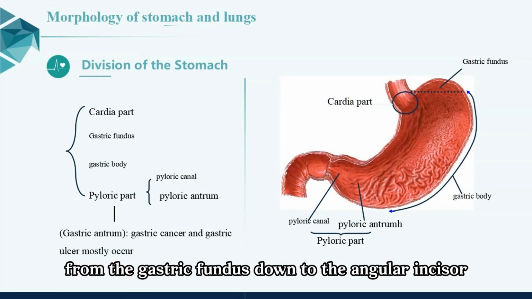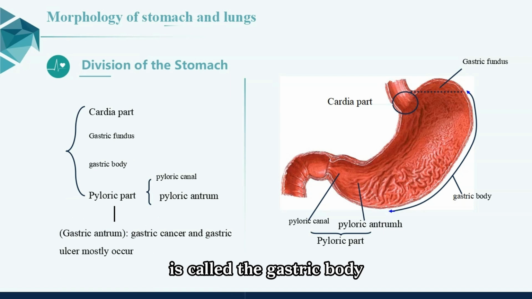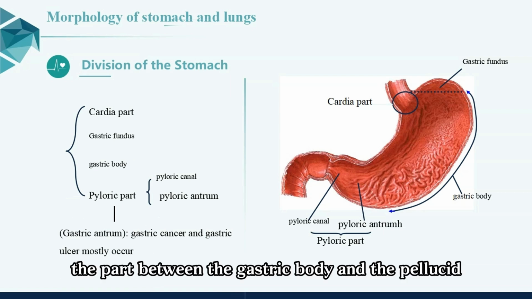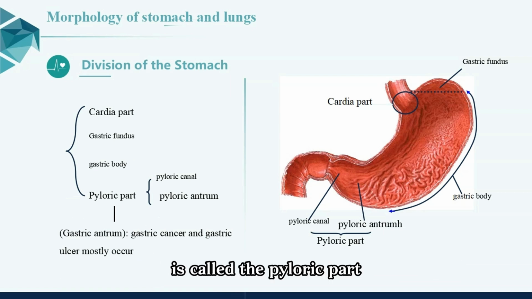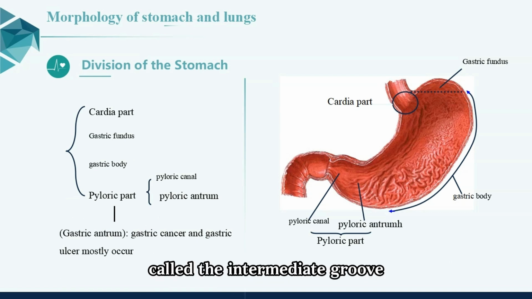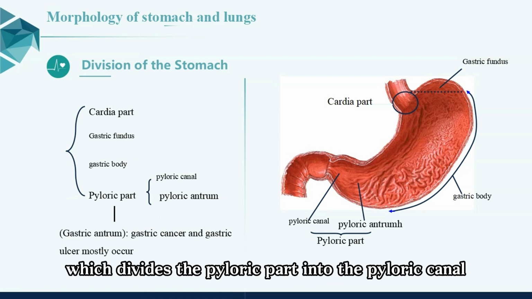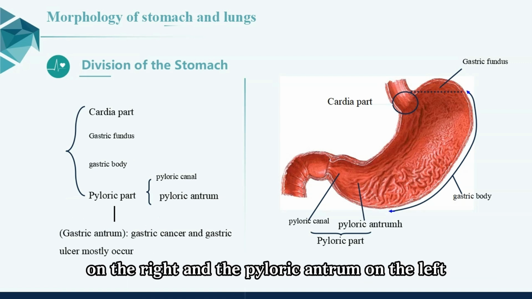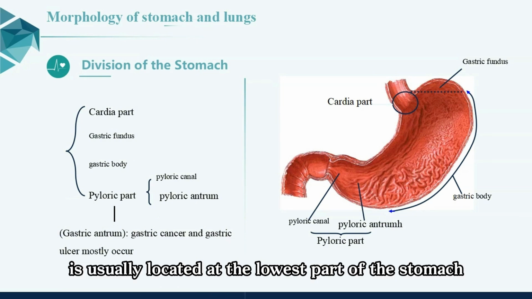The middle part from the gastric fundus down to the angular incisure is called the gastric body. The part between the gastric body and the pylorus is called the pyloric part. There is an indistinct shallow groove on the greater curvature side of the pyloric part, called the intermediate groove, which divides the pyloric part into the pyloric canal on the right and the pyloric antrum on the left. The pyloric antrum is usually located at the lowest part of the stomach.